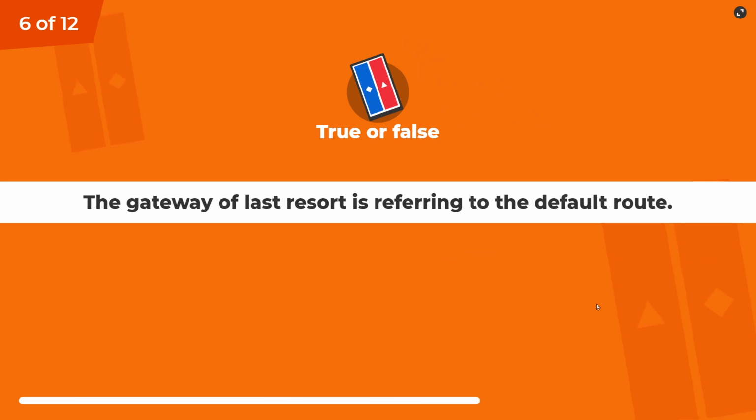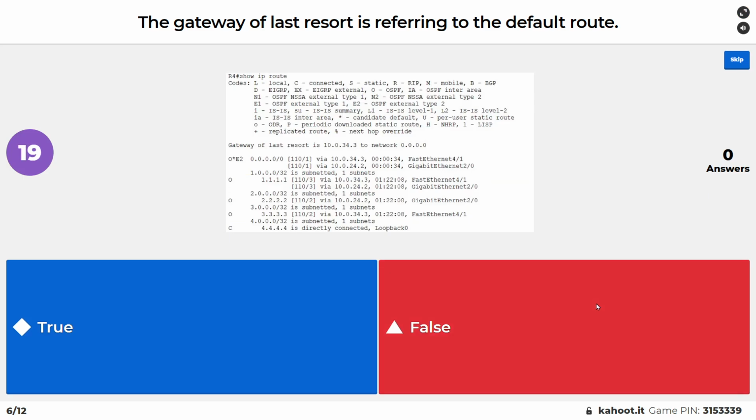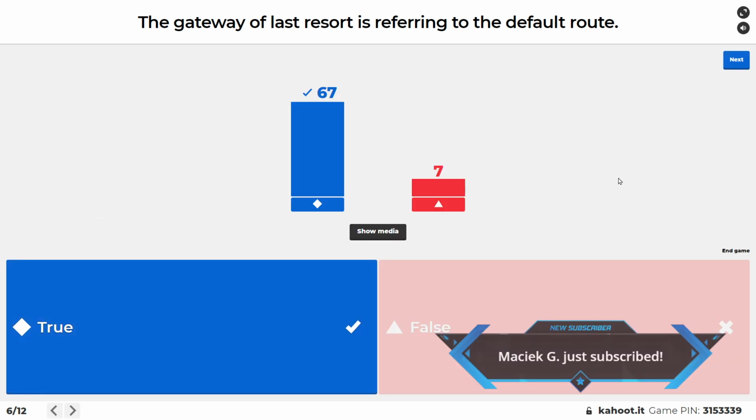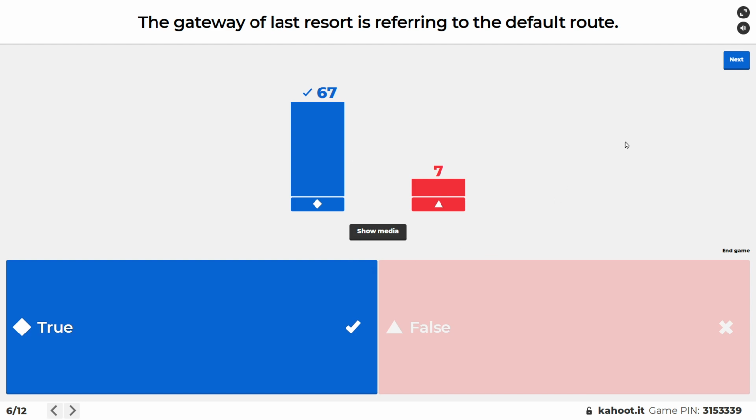All right, next question. The gateway of last resort is referring to the default route. Is it true? Is it false? So the gateway of last resort indeed is referring to the default route.